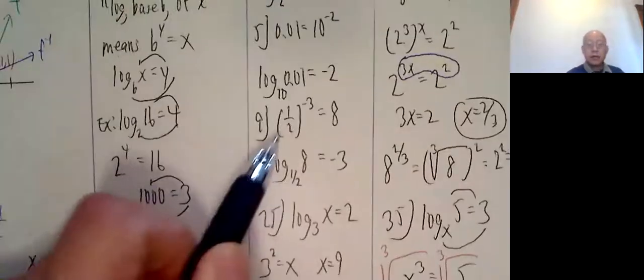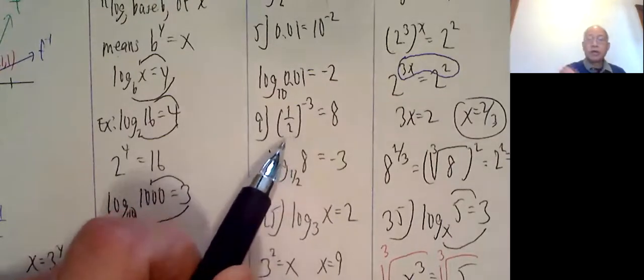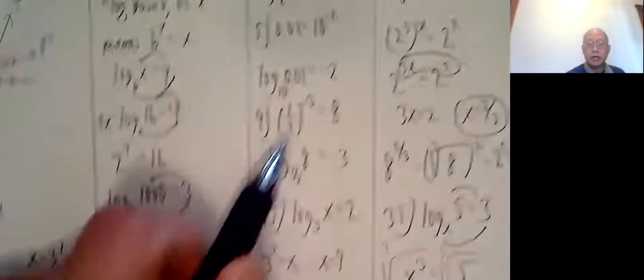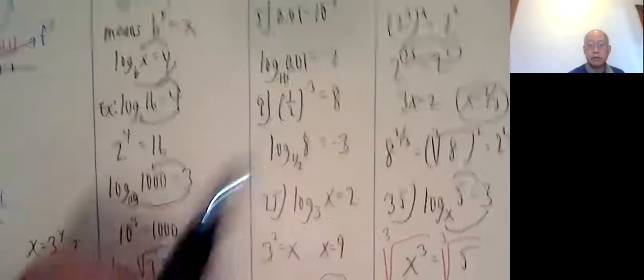Okay, (1/2)^-3 equals 8. Write it as a log. So write the word log. The base is a half. The exponent by itself is -3. The result is 8.